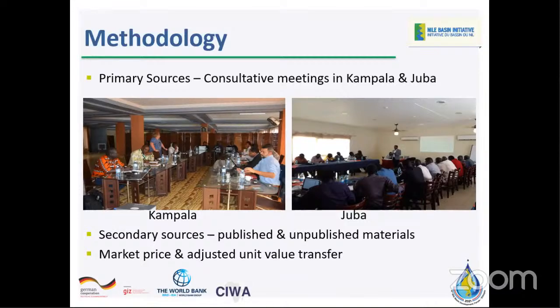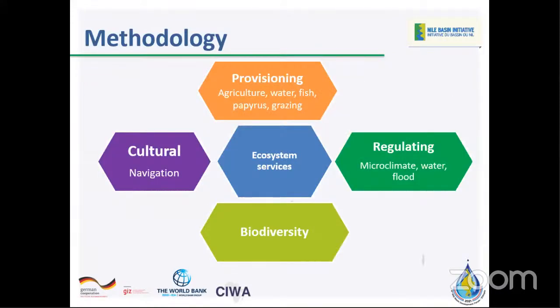And for the method of analysis, we applied a mix of market price approach and adjusted unit value transfer approach to compute the economic value of the different ecosystem services from the wetland. So these are the ecosystem services we considered in our study. As you can see, we have provisioning, regulating, biodiversity, and cultural services. Agriculture or crop production, water for domestic and livestock, fishing, papyrus, and grazing are some of the provisioning services, but the full list can be found in the report.